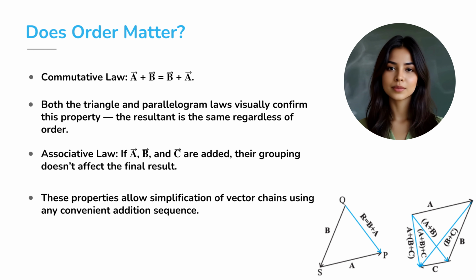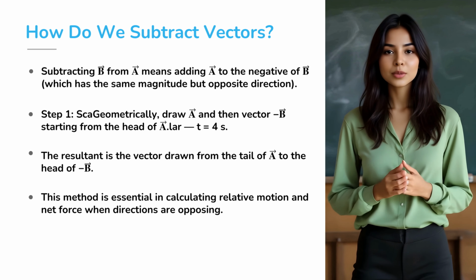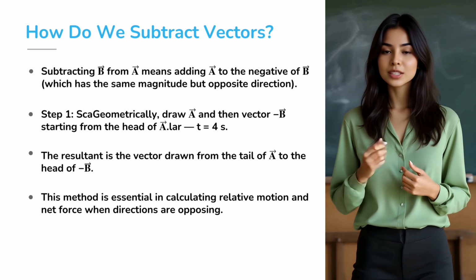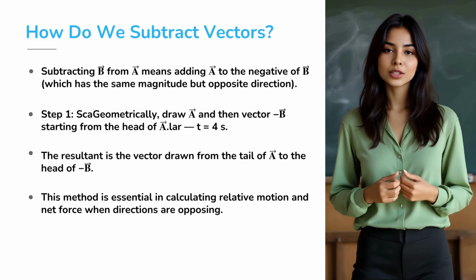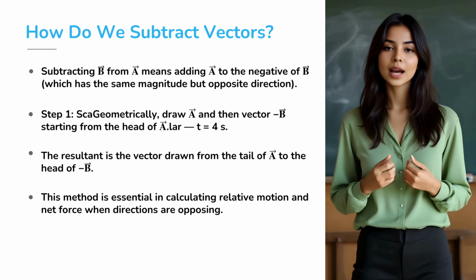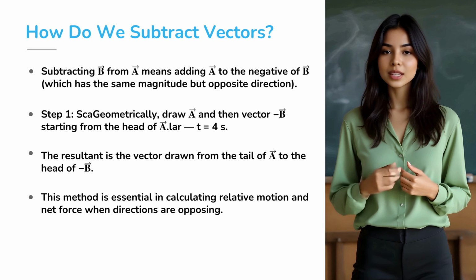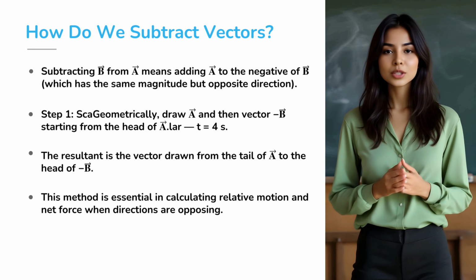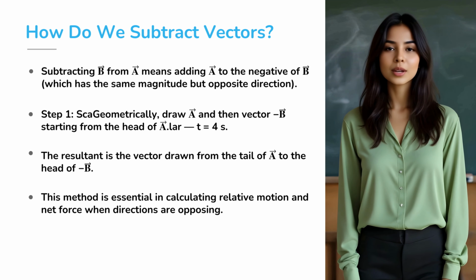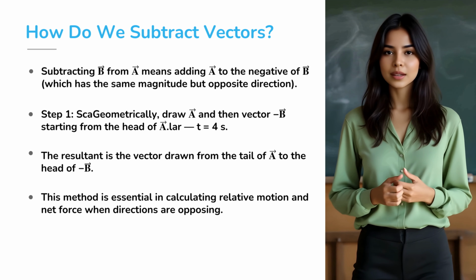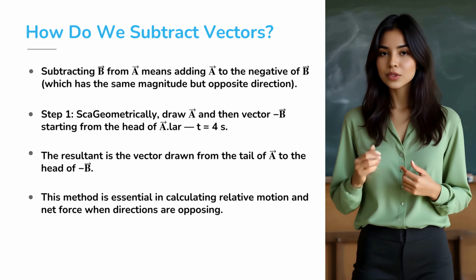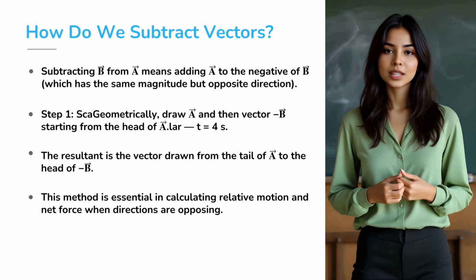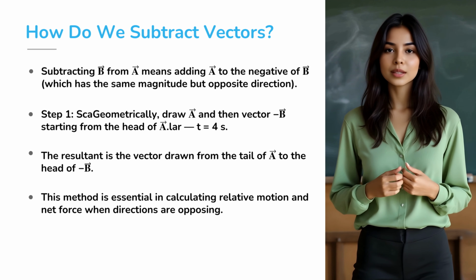Now let's look at vector subtraction, which might sound tricky but is really just vector addition in disguise. To subtract vector B from vector A, we simply add vector A to the negative of vector B. What's negative B? It's the same magnitude as B but pointing in the opposite direction. So graphically, you draw vector A, then from its head, draw vector negative B. The resultant is from the tail of A to the head of negative B.